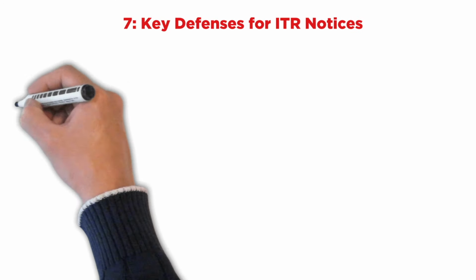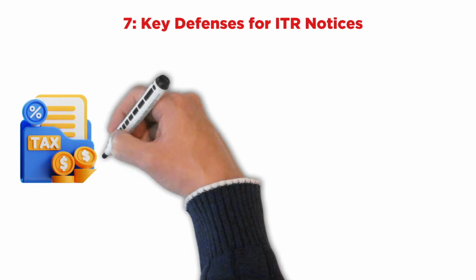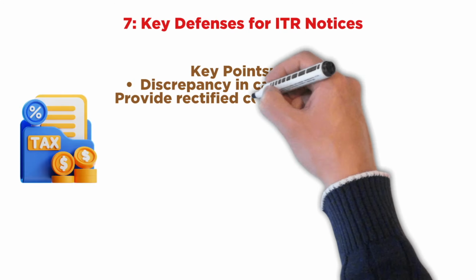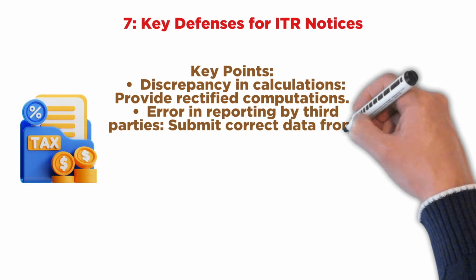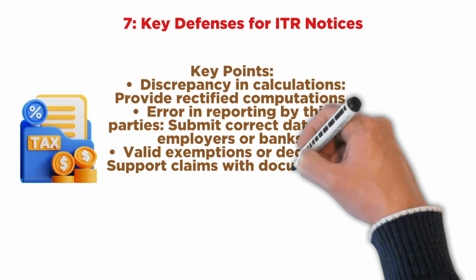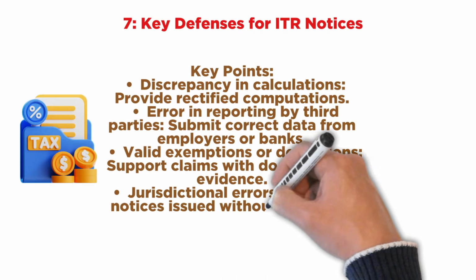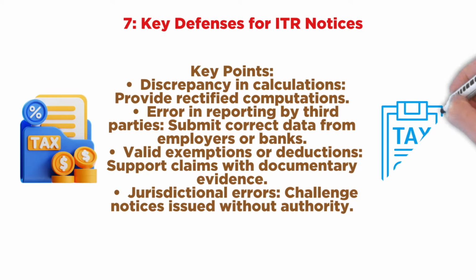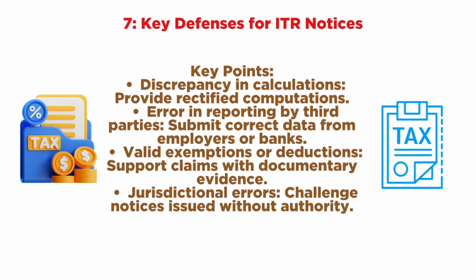For instance, if discrepancies arise from employer data, provide Form 16 or Form 26AS. Always ensure that you address jurisdictional errors, as notices issued by the wrong authority can be invalidated.